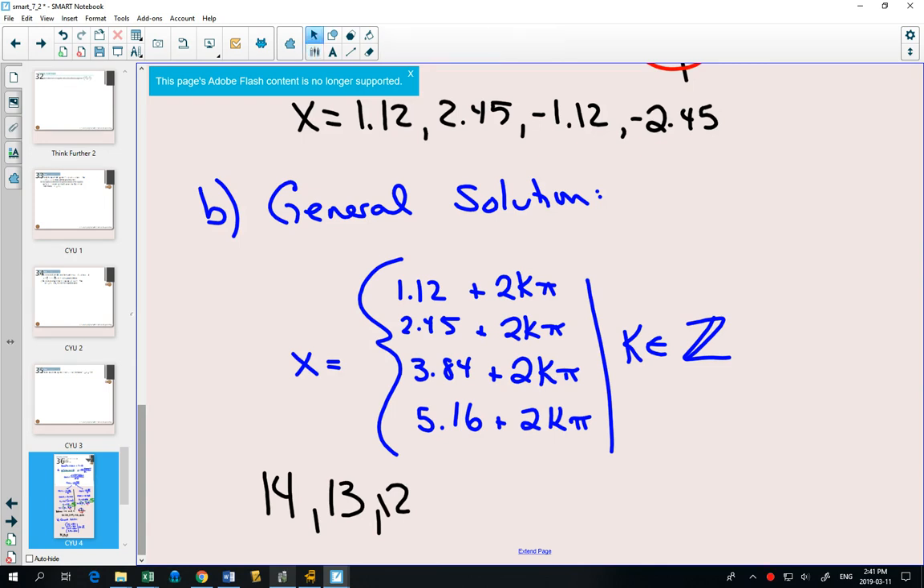Yes, so you could have also used these 4 answers. Sometimes what you have to be careful about is in the restricted domain, or the domain that they give you, sometimes you don't have all of the answers all the way around. So it is often better to say, go back to the ones you solved between 0 and 2 pi. But in this case, negative 1.12 is coterminal with 3.84, right? Or sorry, it's coterminal with 5.16. And the negative 2.45 is coterminal with the 3.84. So they would be fine to use as well.